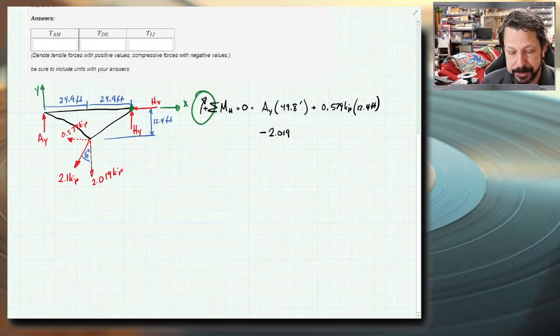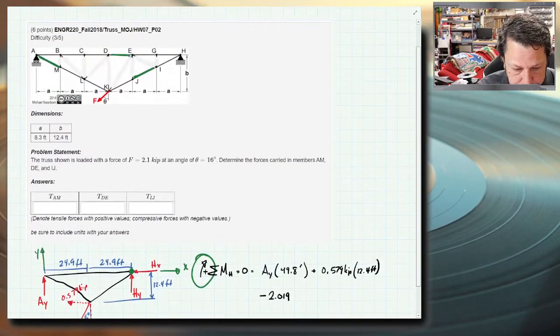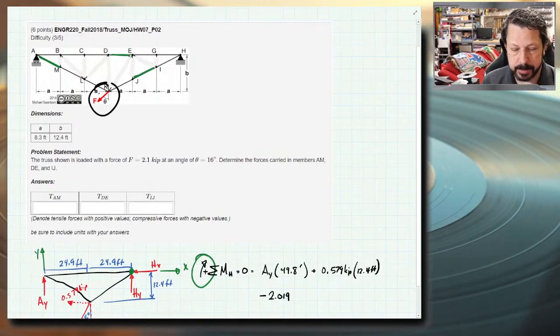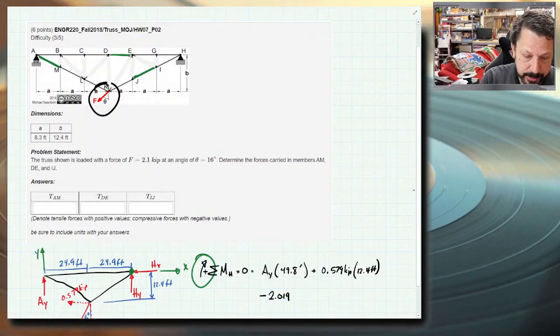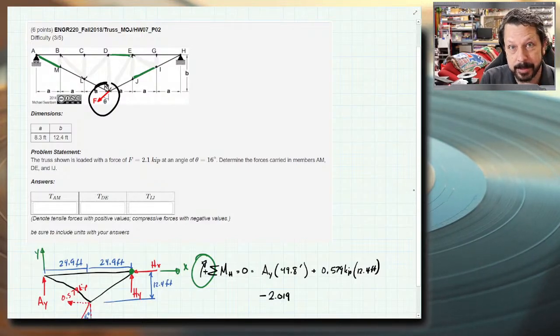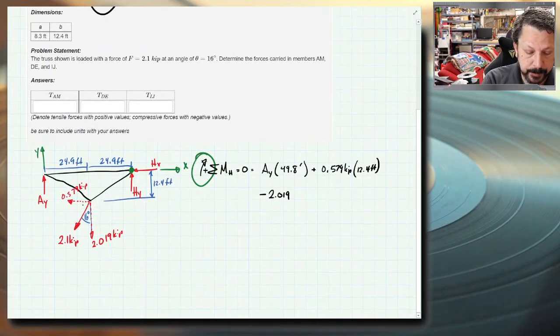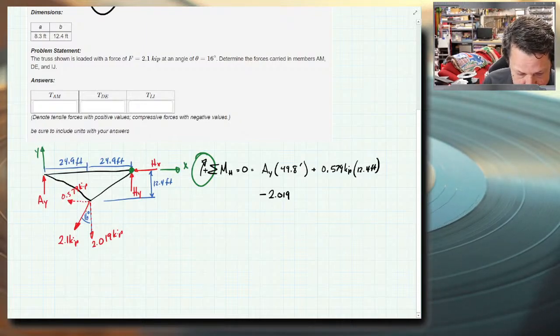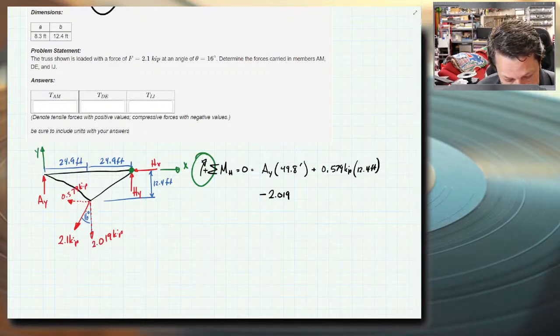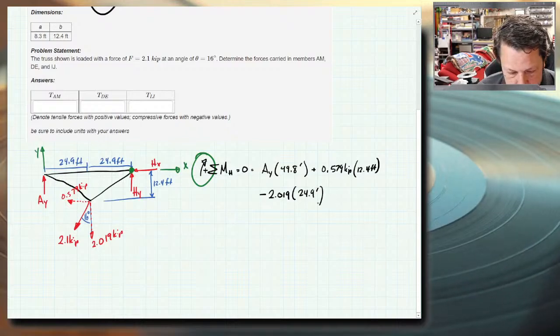And the direction I drew them is because in the problem, it does give me the direction for the force F. And for that direction, it goes down and to the left, so then the components of it have to go down and to the left. So that's how I chose which way to draw the components in the first place. This one, this 2.019 kips, has a moment arm of 24.9 feet. And that's it. There's no other forces.